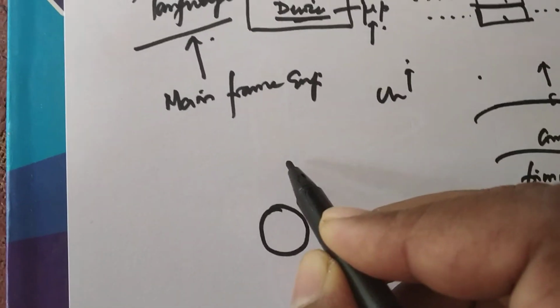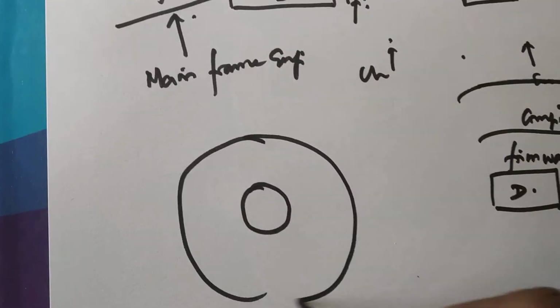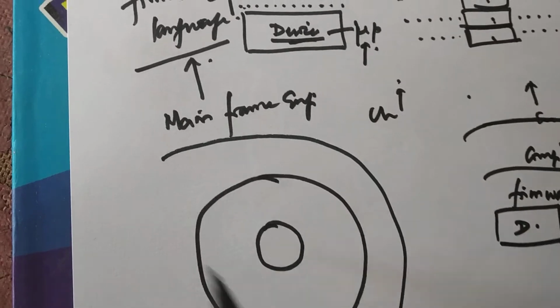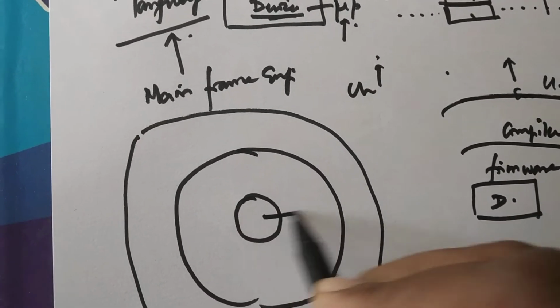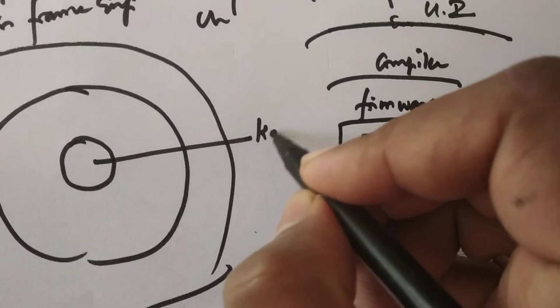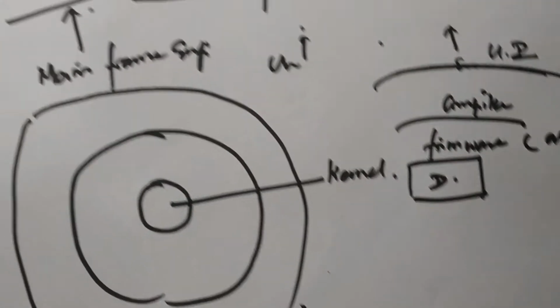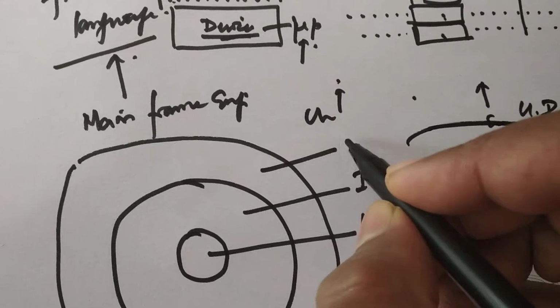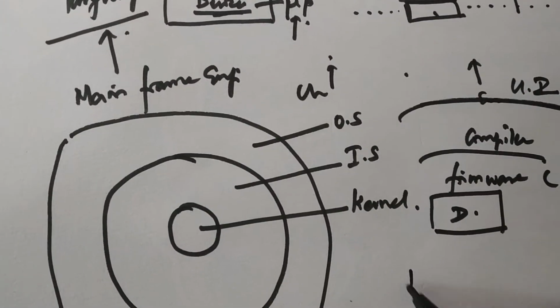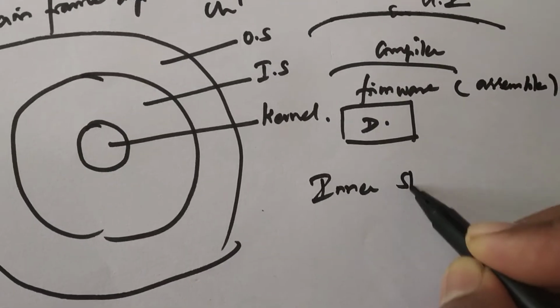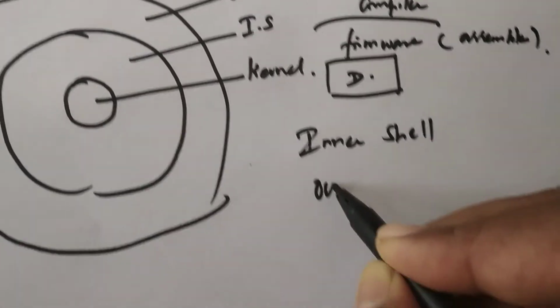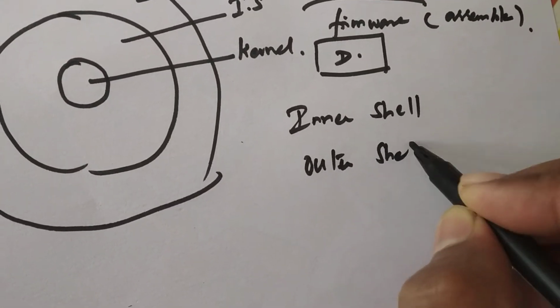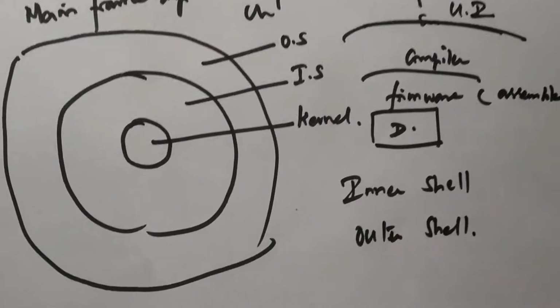There will be 3 rounds. Normally, just remember it as 3 rounds. We call this the kernel, and this is the inner shell, and this is the outer shell. Inner shell and outer shell.